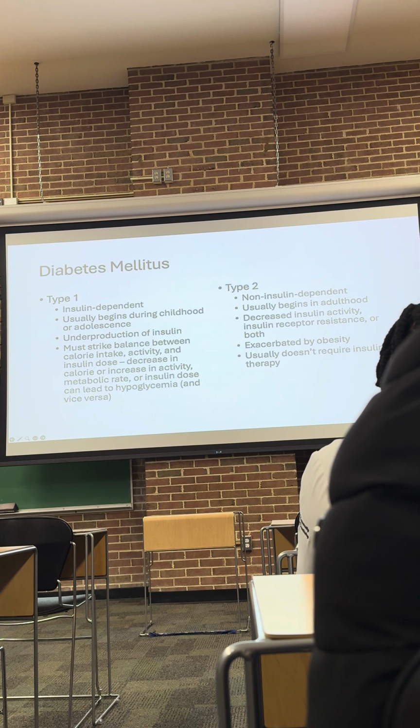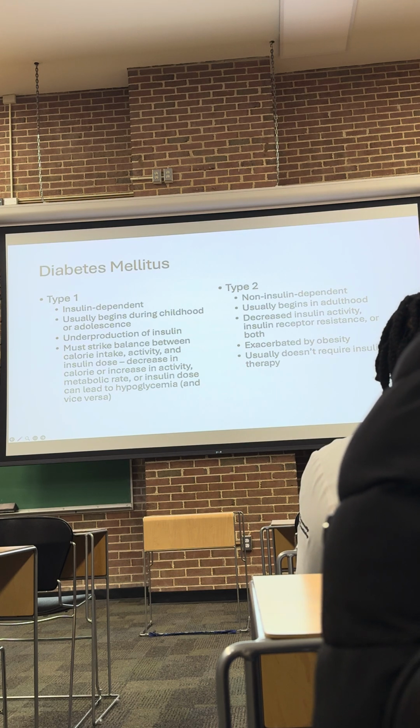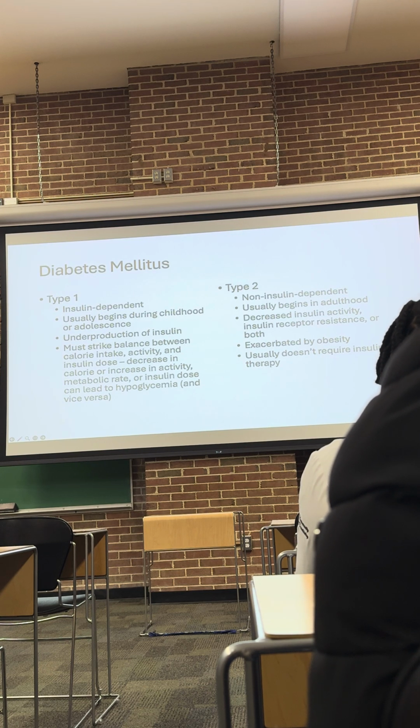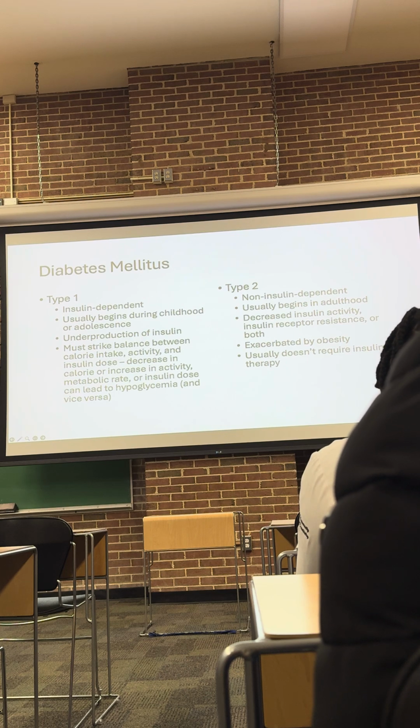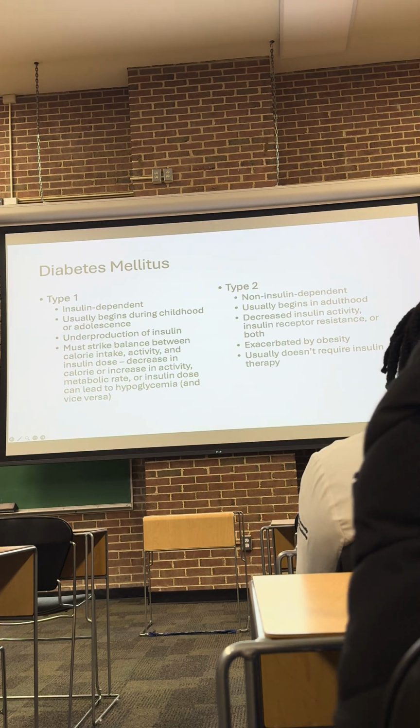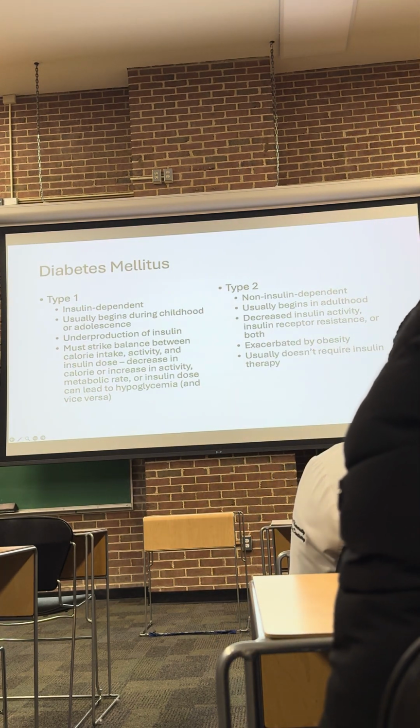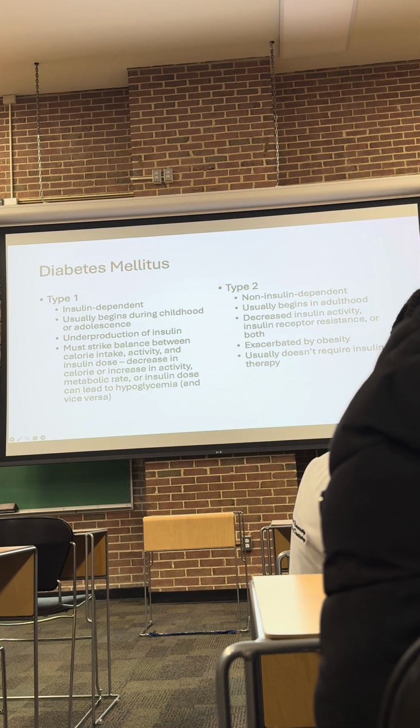Now going into the endocrine system, we have the big gun, diabetes. These patients come into your office. We know that there are different types of diabetes. Type 1 is the insulin-dependent type, typically beginning during childhood or adolescence, where there's underproduction of insulin. So you want to make sure that there's a balance between what they're taking in and their insulin dose.